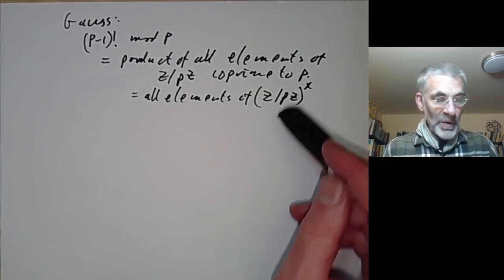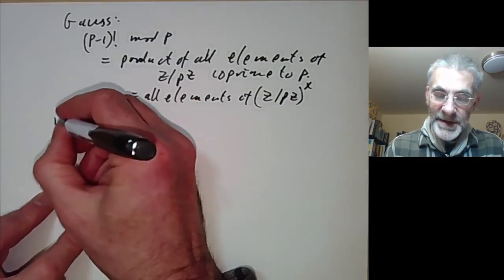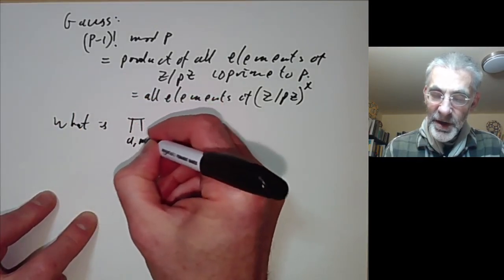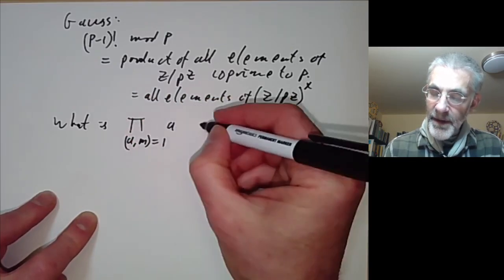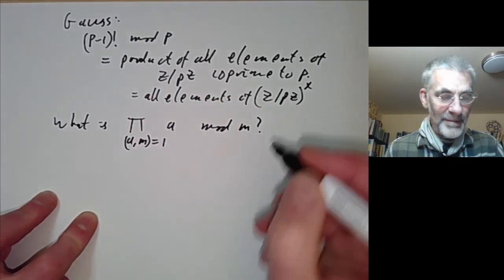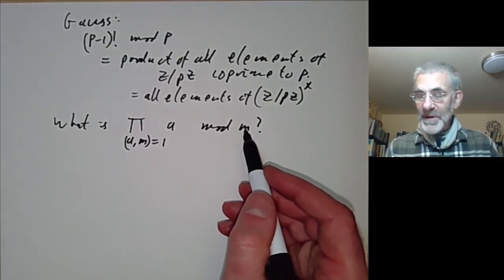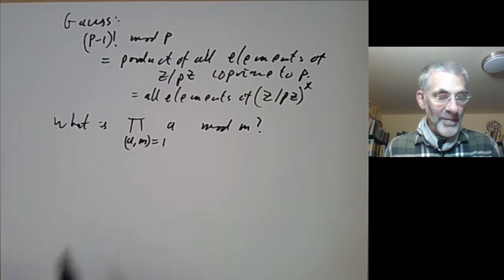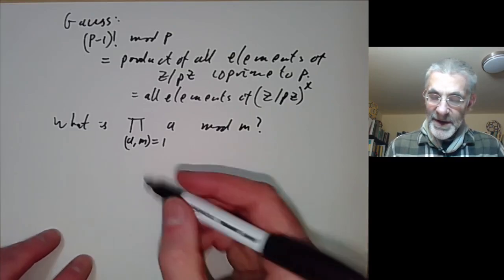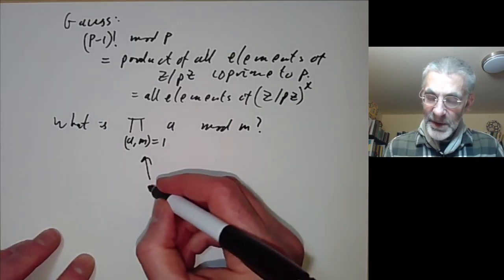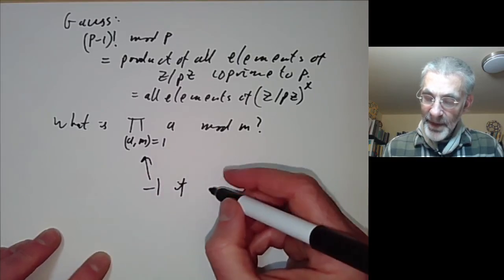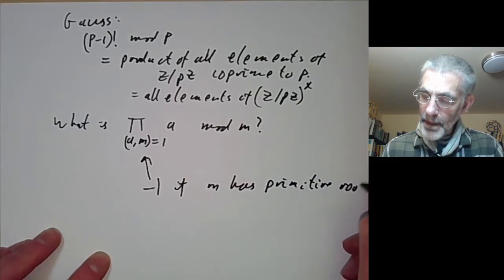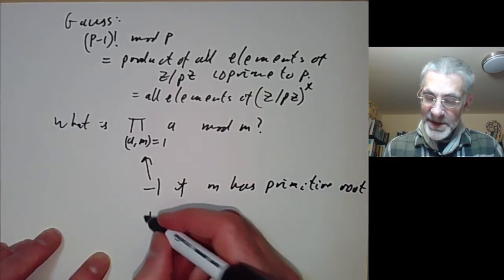And we can ask the same question for any number m. What is the product over all numbers a such that a is coprime to m of a? And we want to know what this is modulo m. If we take m to be a prime, then this is just the product of all the numbers from 1 to p minus 1, and the answer is (p minus 1) factorial. And Gauss showed that this number is equal to minus 1 if m has a primitive root, and it's equal to plus 1 otherwise.